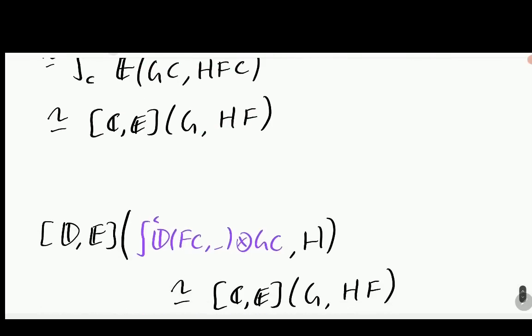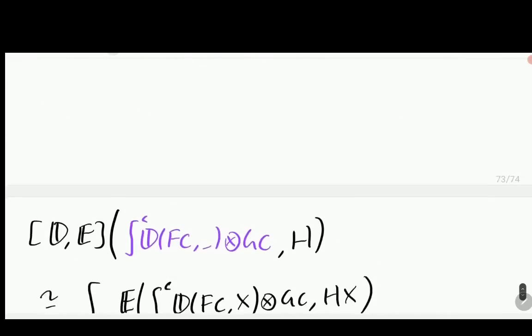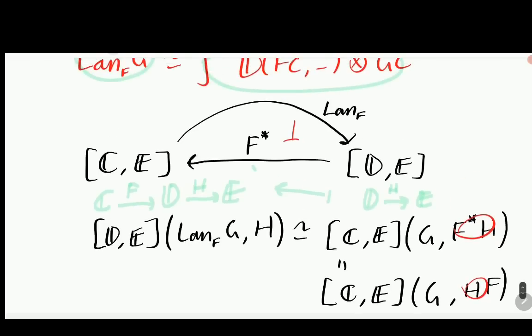And we're done. We've derived this kind of natural isomorphism, and the fact that we have this means that indeed this must be an expression for the left Kan extension of G along F.